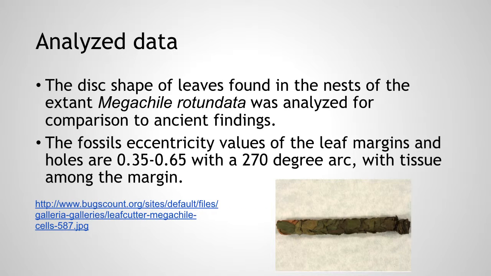This slide is talking about the analyzed data. Leaves found in a nest of the extant Megachile rotundata were analyzed to test their shape, so that it could be compared to similar fossil excisions from the Middle Eocene of Argentina. The fossil's eccentricity values of the leaf margins and holes are 0.35 to 0.65 with a 270-degree arc, with tissue along the margin. This was the criteria utilized for the verification of a relationship.